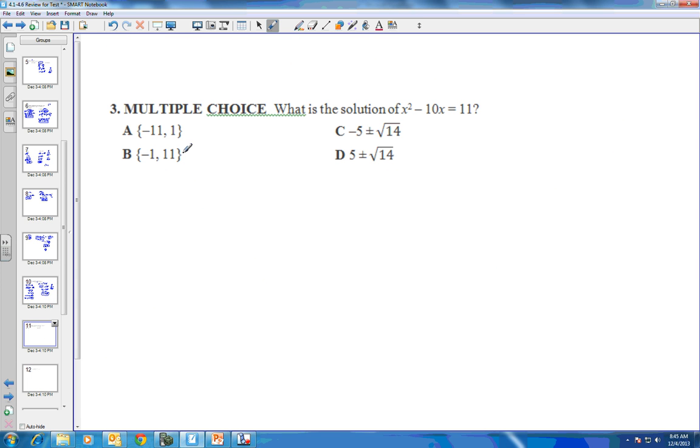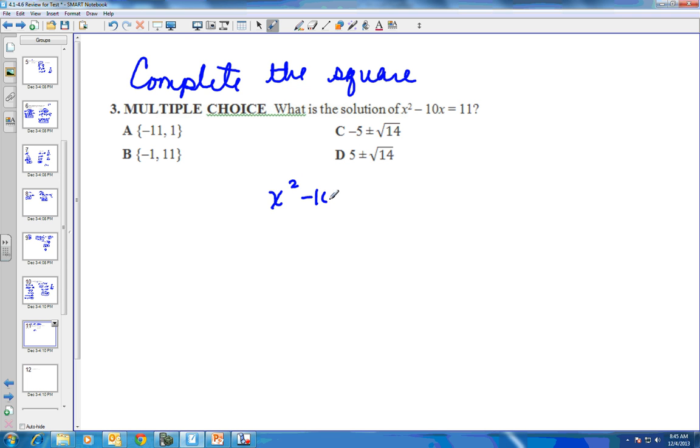What is the solution of x squared minus 10x equals 11? On the test, this will say complete the square. All right, so when we complete the square, we have those steps we have to follow. I'm going to rewrite the problem down here. The first step is to make sure I don't have a number in front of my x squared, and I don't. The next step is to make sure my x squared and x terms are all on the same side, and they are.